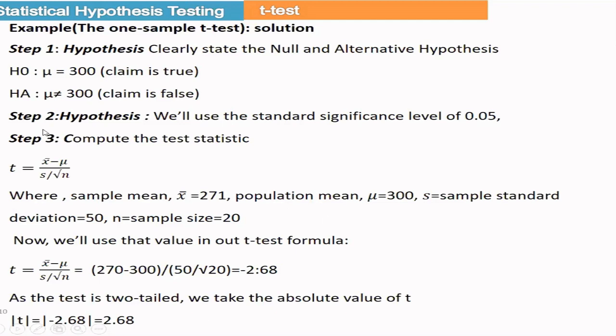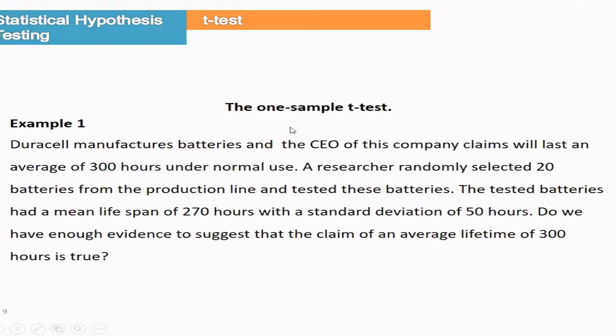For that, the second step of the hypothesis test is to fix the level of significance. As I told you, if it is not given, the standard value of the level of significance is 0.05, that is 5%. We have to keep it. It is also denoted by alpha. And the third step is to calculate the test statistic. Here we have to do the T test, because if you see the question, the sample size is less than 30, that is 20 batteries, and the population variance is unknown.